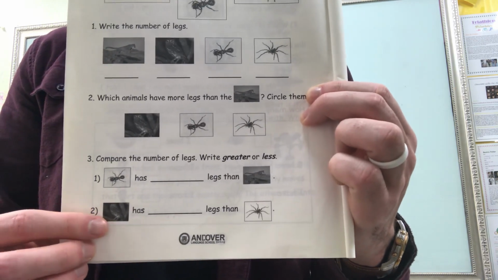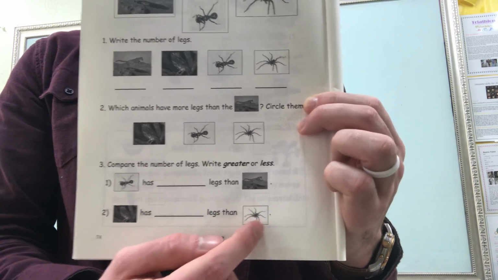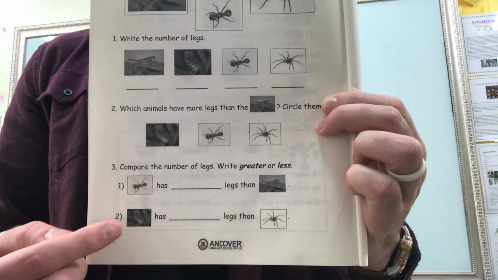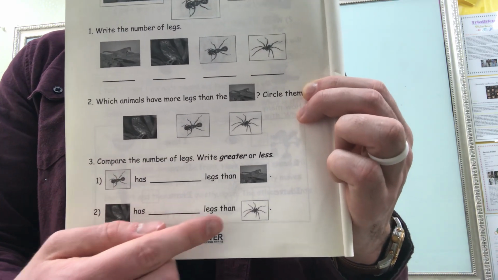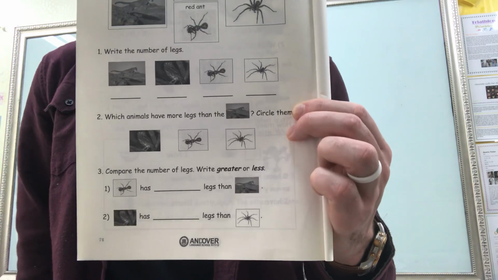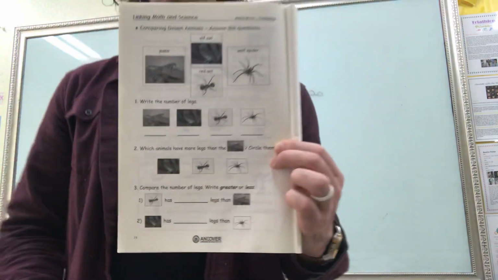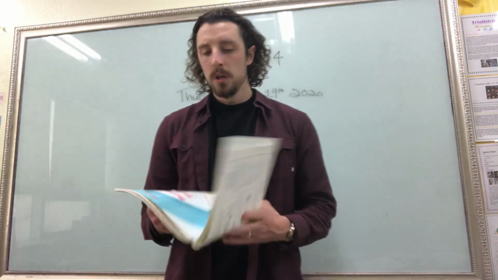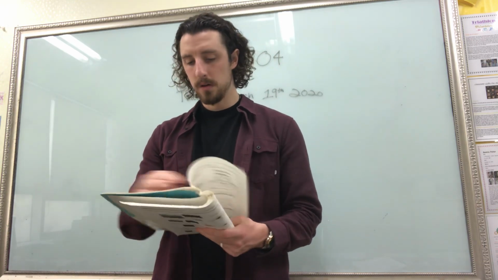The owl has 2 legs, and the spider has 8. So the owl has less legs than the spider. Less, okay? So make sure you've done this page and you've got the right answers. We're gonna move on, all right? Okay, so on page 75, we have a little story that we're going to be filling out, okay?